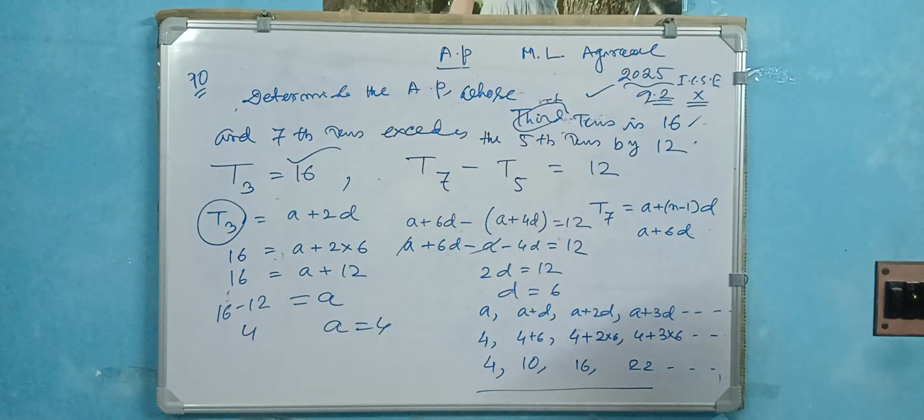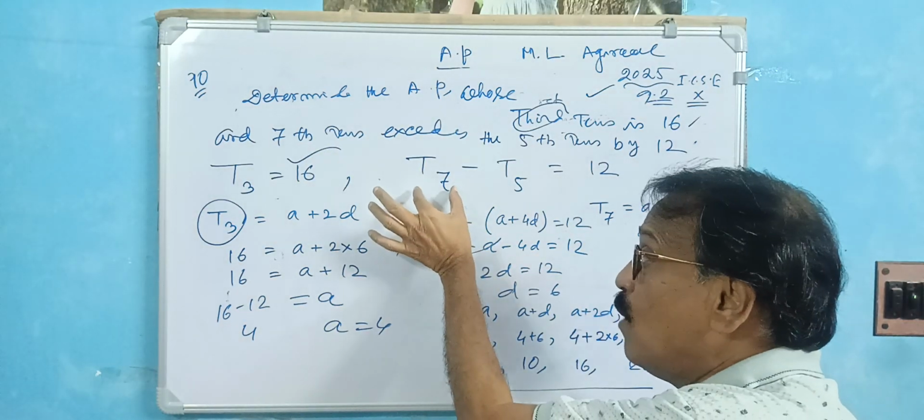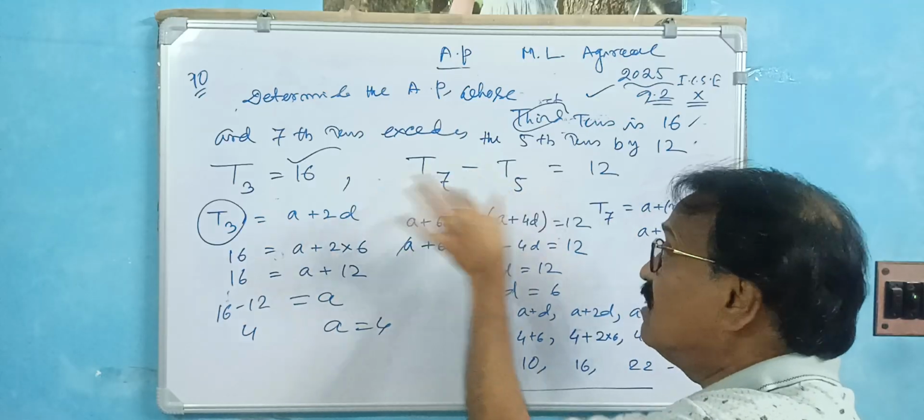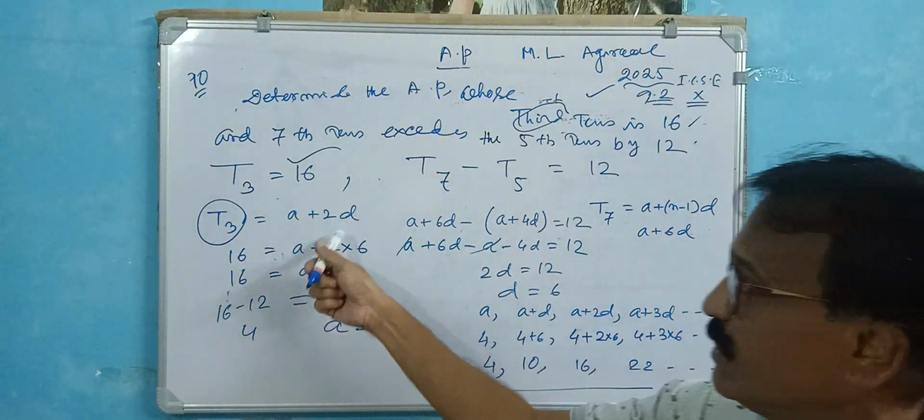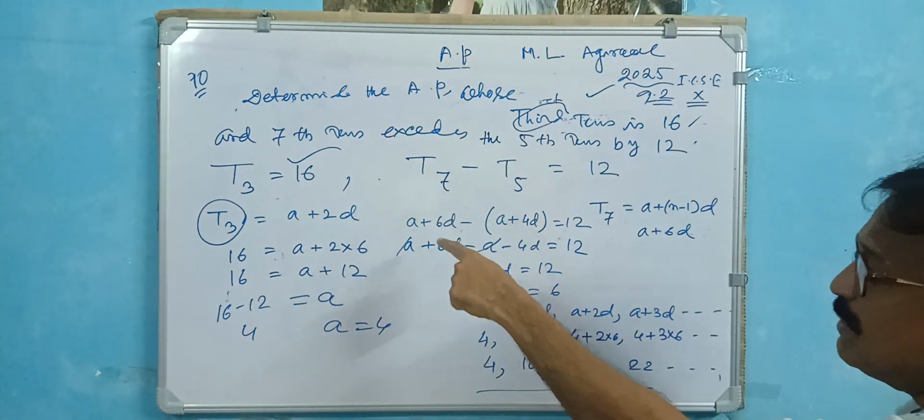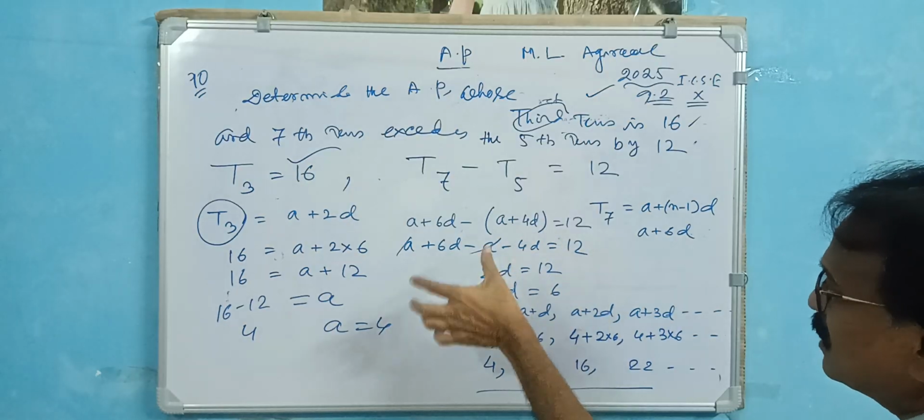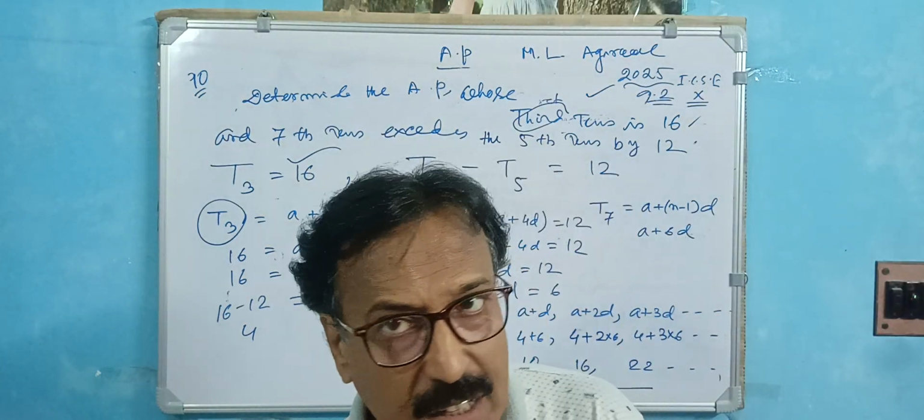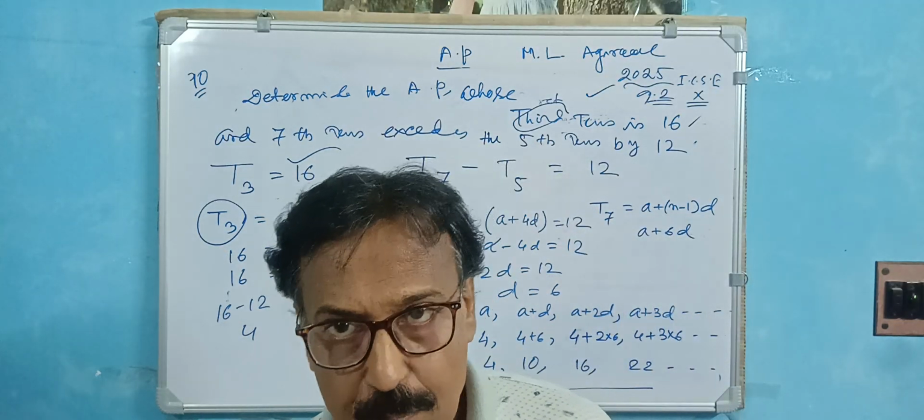And T7 minus T5. Now value of the T7 and value of the T5, তাদের difference to 12. Clear? So T3 is this. এখানে T7 you know, a plus 6d minus (a plus 4d), এখান থেকে আমরা d টা পেয়ে যাচ্ছি। তো d টা পেয়ে গেলে from here তুই সিরিজটা বার করে ফেলতে পারবি। Is okay?